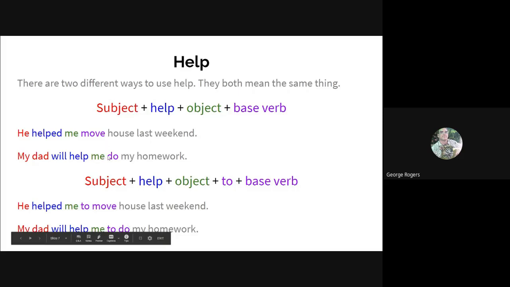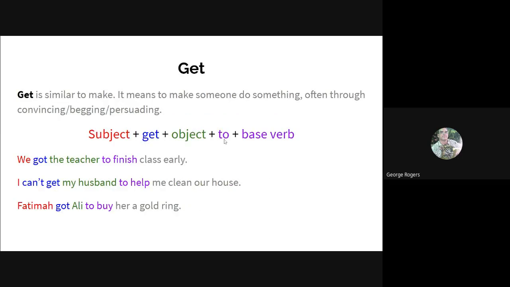So again, no to up here, but we have the to down here. So with help, the to before the base verb is optional. Sometimes you have it, sometimes you don't. It's okay either way. And again, with the first three, I'm stressing this because it's really helpful: make, have, let. There can't be a to in front of the base verb. With help, it's optional. The last one, get, you have to have the to.